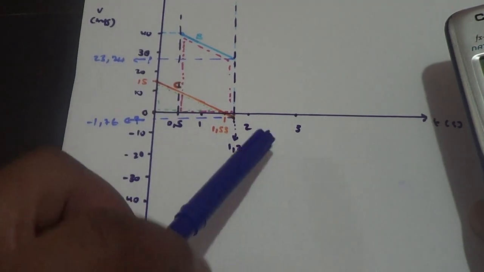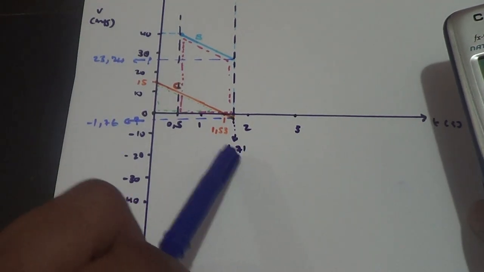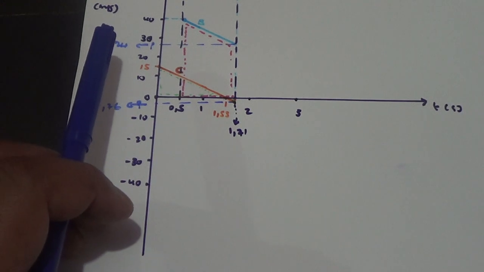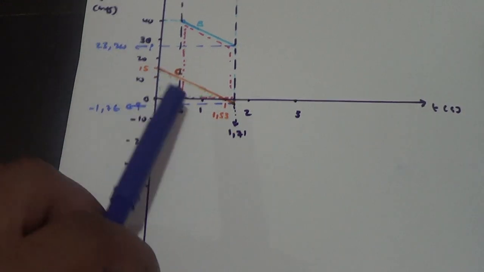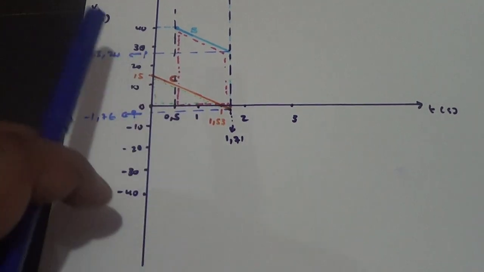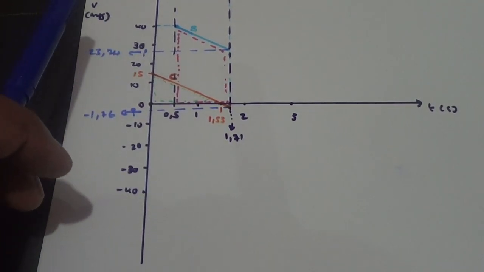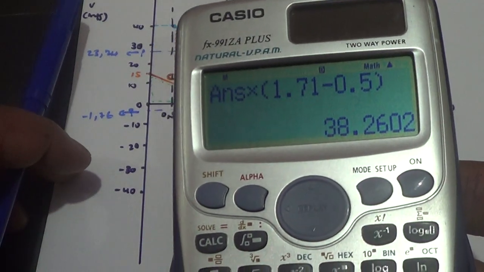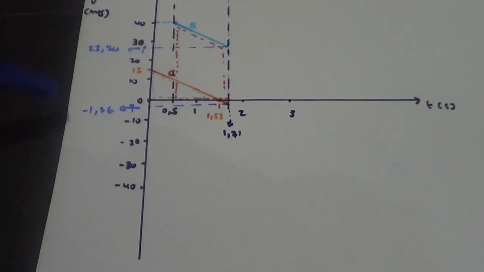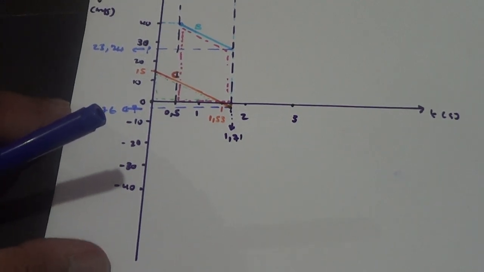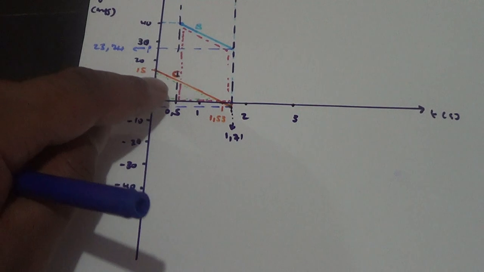The perpendicular height is going to be 1.71 minus 0.5, which is that distance between those two spaces there. So I get something close because I rounded off. I get 38.26, but I think it's the effects of rounding off. So it's very close. Then let's check this one here.